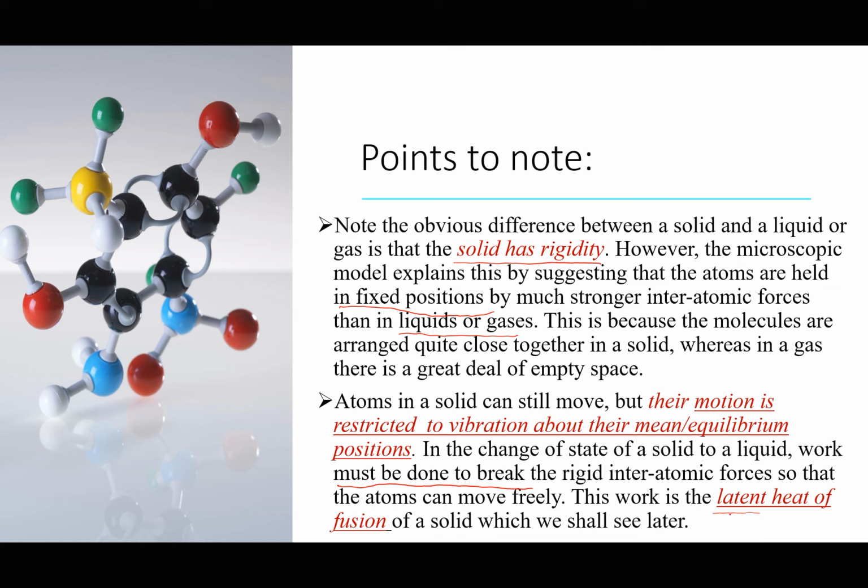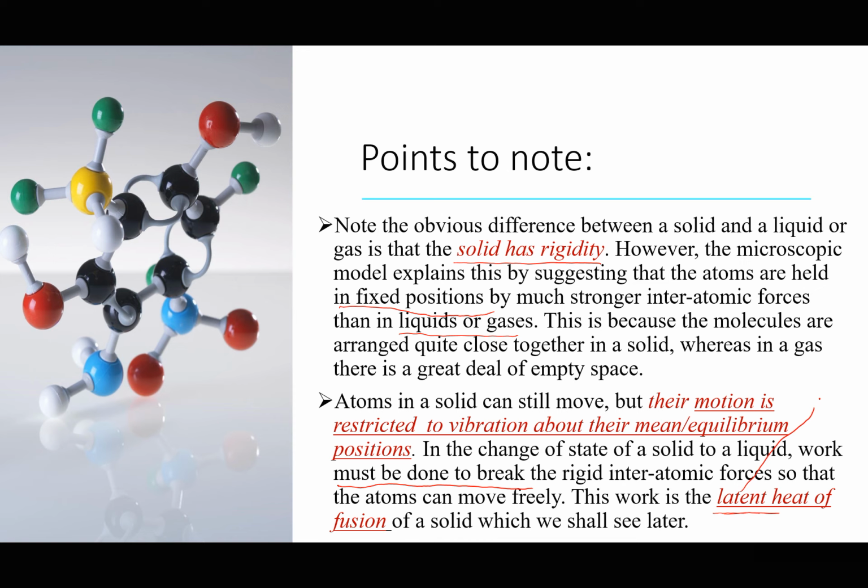You remember the word latent meant concealed. This heat is applied to a system, but this heat did not increase the temperature of the system. However, this heat was just used to break the bonds so that the atoms can move freely. So whenever there is a change of state, work must be done to break the rigid interatomic forces so that the atoms can move freely. We shall call this latent heat of fusion for a solid turning to a liquid.